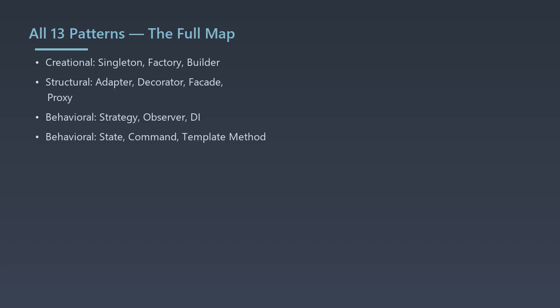Together with part 1, you now know 13 of the most important design patterns. Creational: singleton, factory, builder. Structural: adapter, decorator, facade, proxy. Behavioral: strategy, observer, dependency injection, state, command, template method. This covers the vast majority of what you'll see in interviews and real code bases. Master these 13 and you're ready for any design questions that come your way.